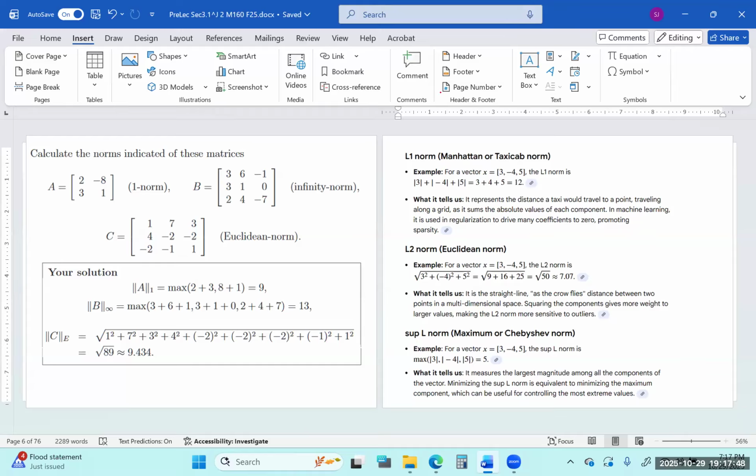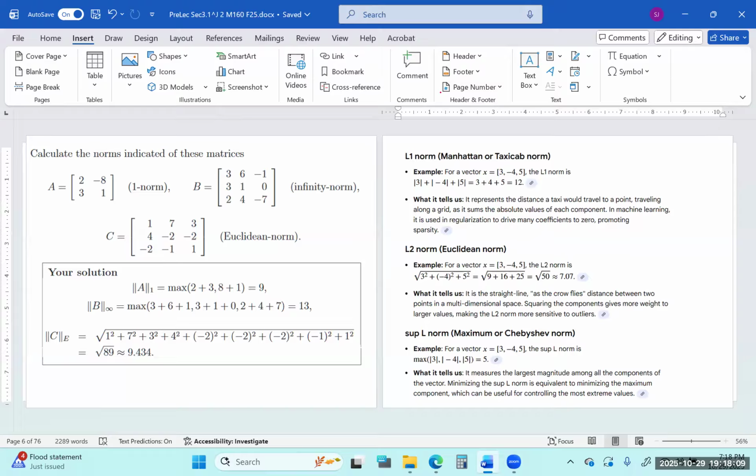So first start with vector. If we have a vector row-wise, 3, -4, 5, then its L1 norm is 3 plus the absolute value of 4 plus the 5. So basically 3 plus 4 plus 5. So the norm, meaning the length of this vector, is 12 in L1 form.